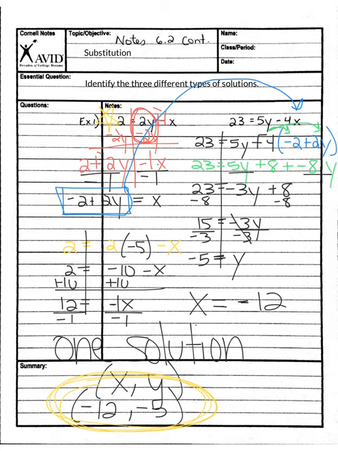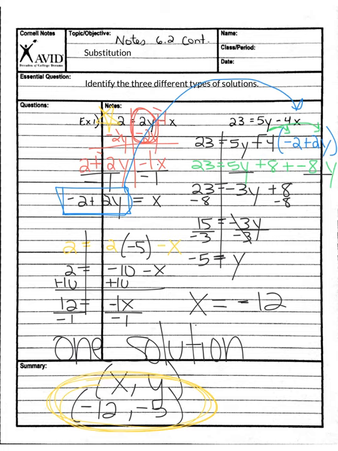There was a lot going on in that problem. We had to rewrite the problem, then we had to substitute, then we had to substitute again, and we found the ordered pair. This is what we call a one solution, one point that they cross at.